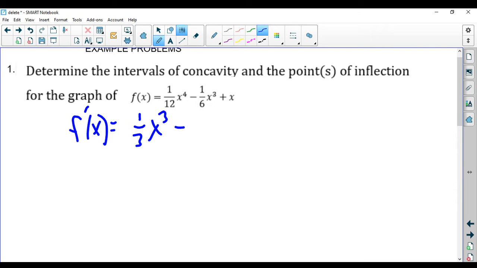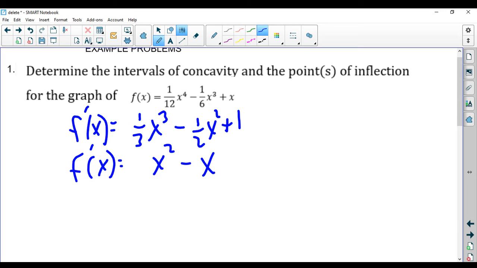is this. And the second derivative is this. So second derivative. So now we have to find the possible points of inflection where the second derivative equals 0.